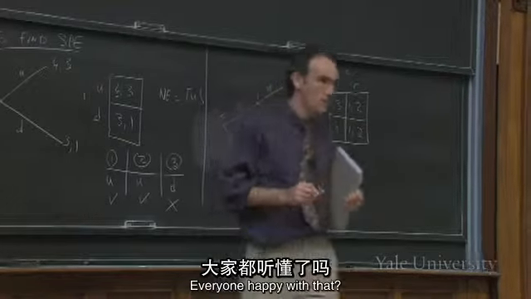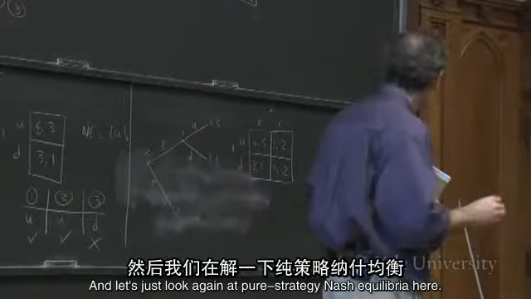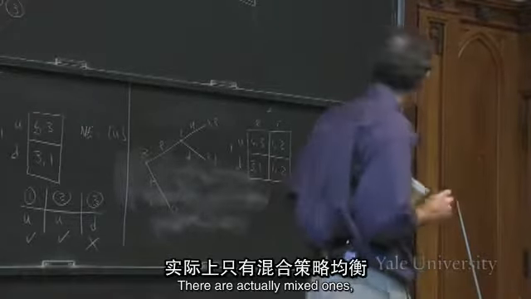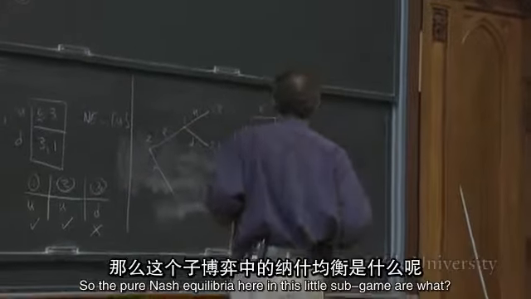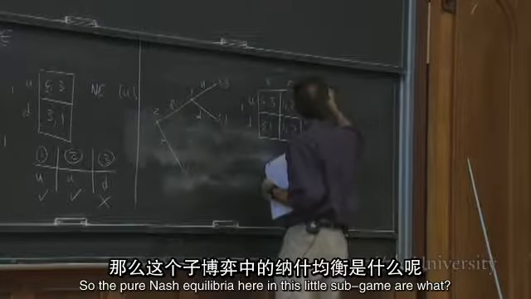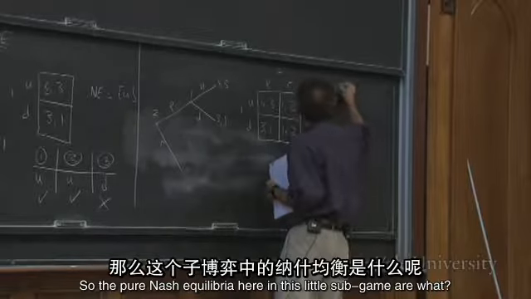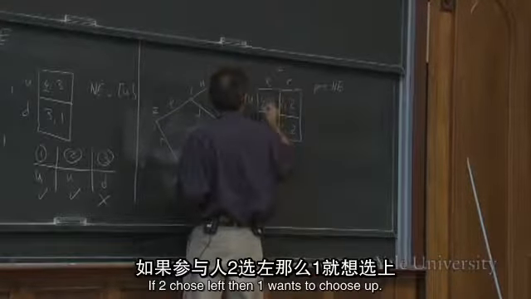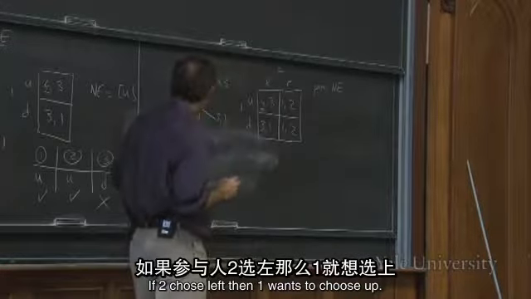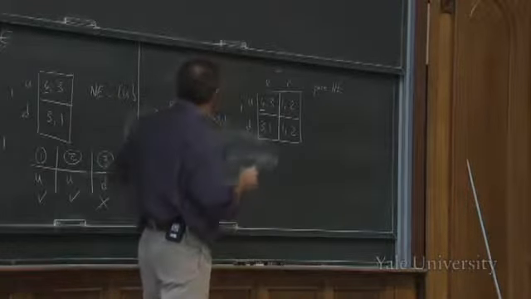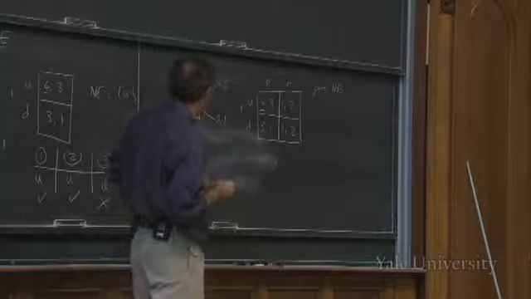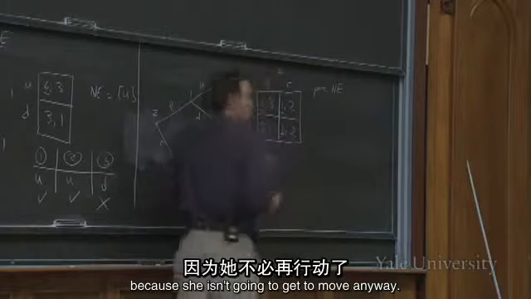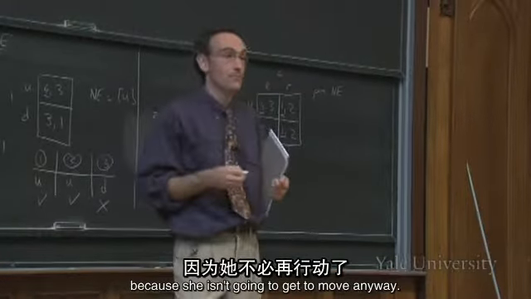All right, everyone happy with that? Just putting the payoffs in. And let's just look again at just the pure strategy Nash equilibria here. Okay, there are actually mixed ones, but let's just worry about pure ones for now. All right, so the pure Nash equilibria in this little subgame are what? Well, let's just see. If 2 chose left, then 1 wants to choose up. If 2 chooses right, it doesn't really matter what 1 chooses, because she isn't going to get to move anyway.